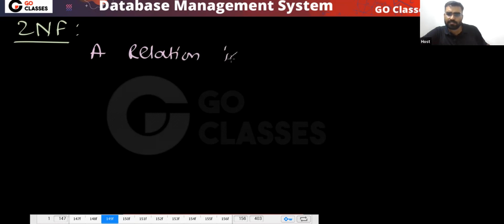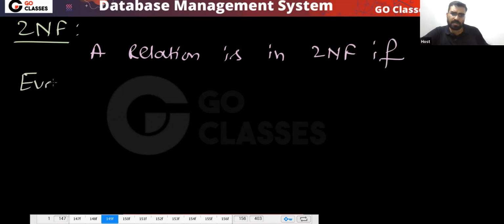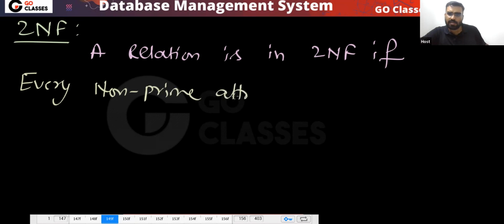Is this clear? Let me know. Anyway, it will be clear, don't worry. Just wait, everything will be clear. Let's see the definition of 2NF. A relation is in 2NF if every non-prime attribute is fully dependent on every key.